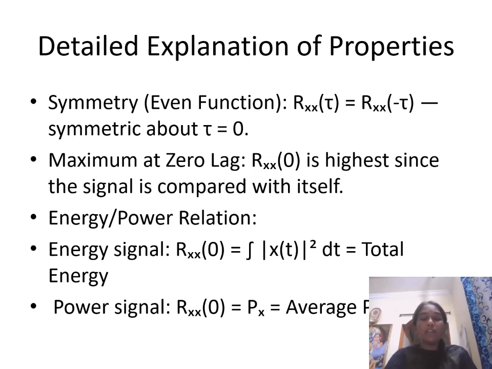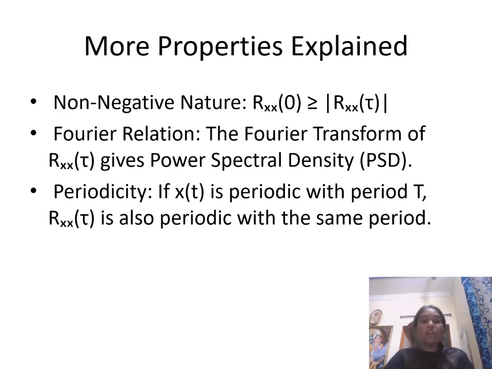Symmetry, even function: Rxx of tau equals Rxx of minus tau, symmetric about tau equals 0. Maximum at 0 lag, it is the highest since the signal is compared with itself. Then energy signal, power signal, non-negative nature, Fourier relation and periodicity.